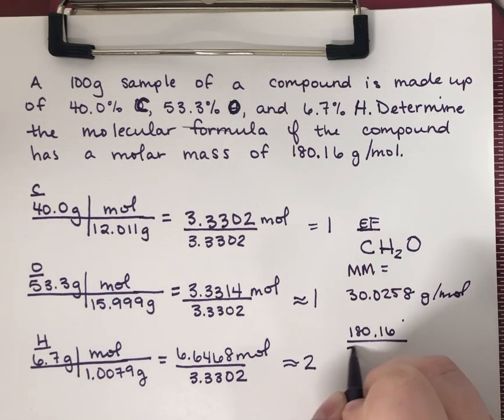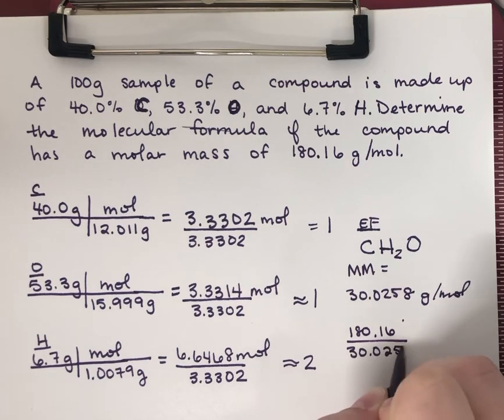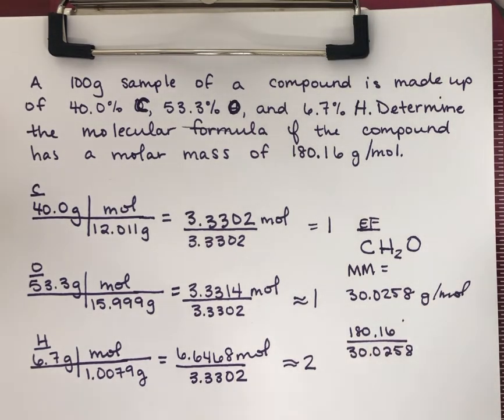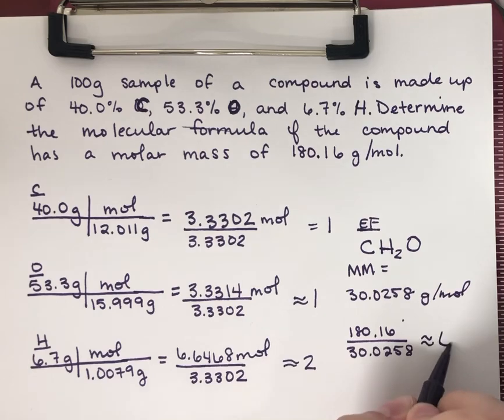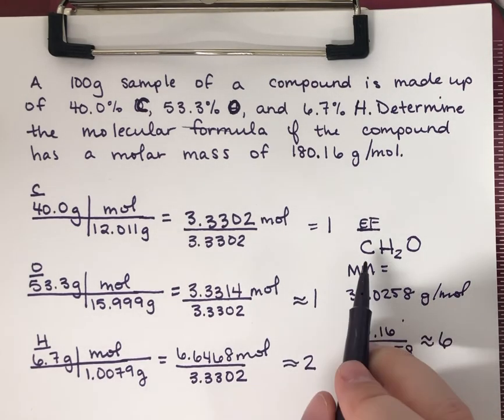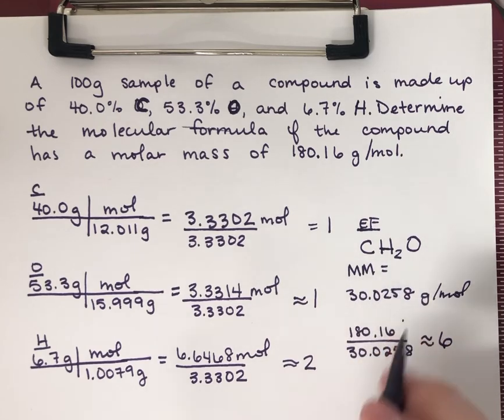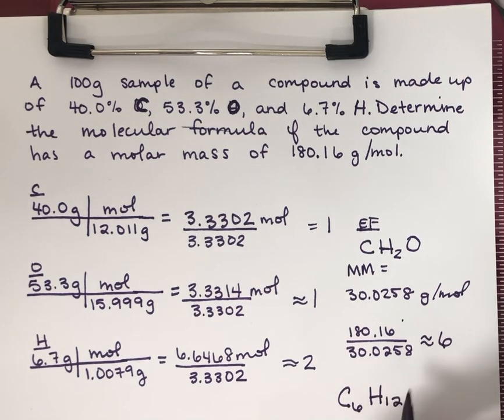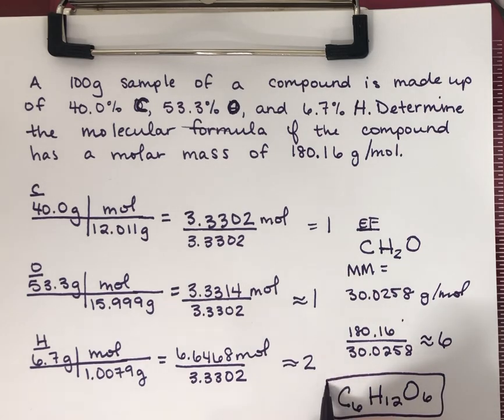Now I'm going to divide 180.16 by 30.0258. It's going to give me about 6. So this is my multiplier. I'm going to multiply all of the subscripts here by 6, and I'm going to get C6 because 1 times 6, H12 because 2 times 6, O6 because 1 times 6. And that is my molecular formula. Fun fact, that is glucose.